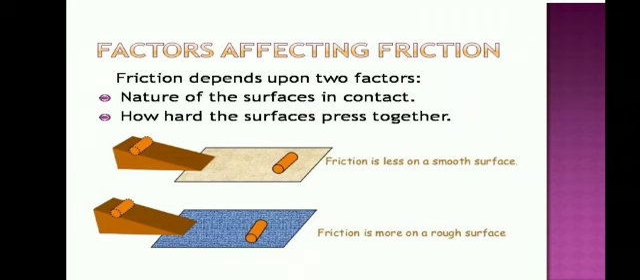Nature of the surfaces in contact. The frictional force depends on the roughness of the two surfaces in contact. The more the roughness of the surface, the more is the friction. For example, pushing an object on a glass surface will be easier than pushing an object on a rough surface, since the glass surface is smooth whereas the wooden surface is rough.